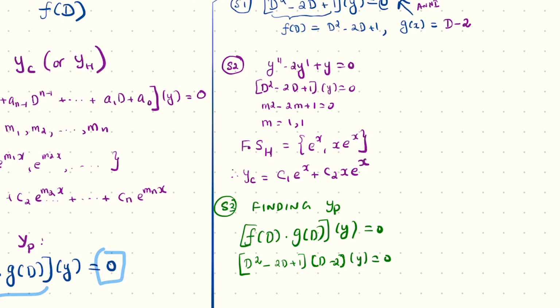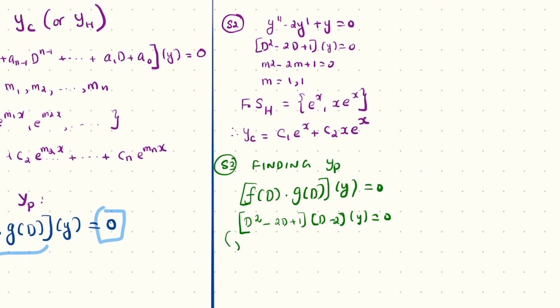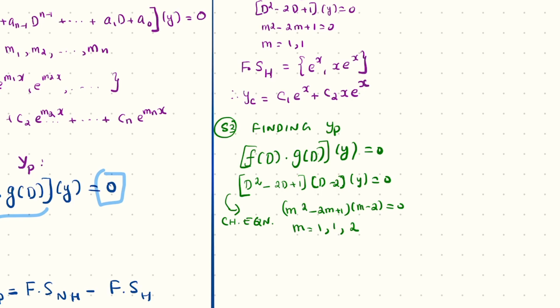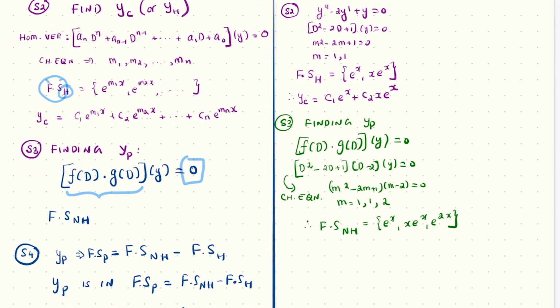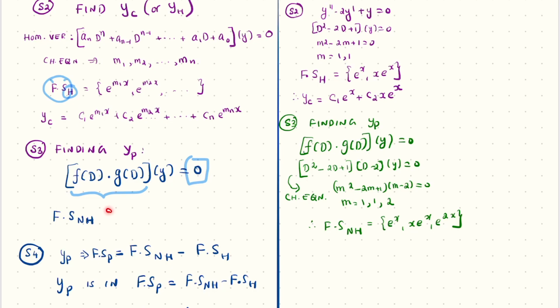To find the solution, I really don't have to do much. I'm just going to write down the characteristic equation right away. It is going to be m squared minus 2m plus 1 times m minus 2. It's already factored, so why do I want to bother, right? This is going to give me m is equal to 1 comma 1 and then 2, and so therefore f as nh, the fundamental set of solutions that comes off of the non-homogeneous part, is going to be e to the x, x e to the x, and e to the 2x. So we got the f as h and f as nh right there.